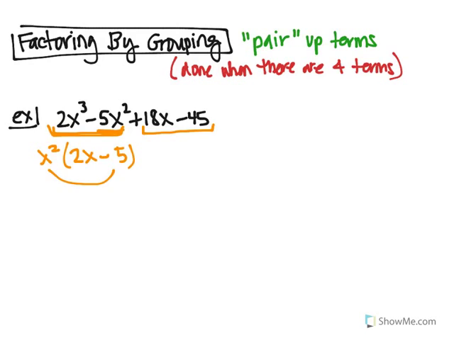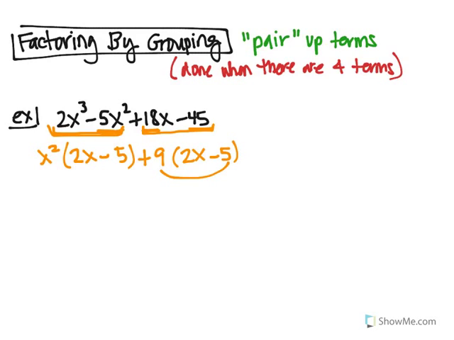Now in the second group, I can take out a positive 9, because 9 goes into both 18 and 45. If I take out a positive 9, I'm left with a 2x, and then 9 times a negative 5 gives me that negative 45.